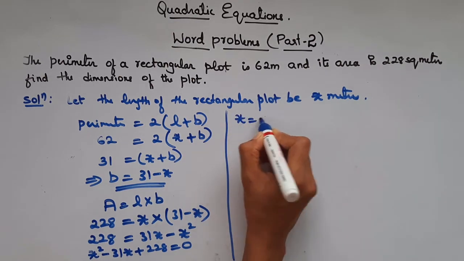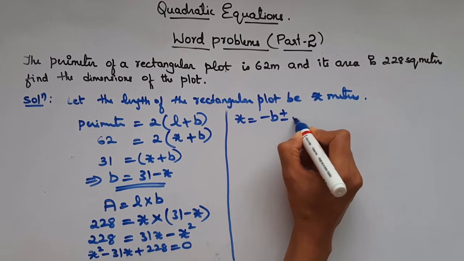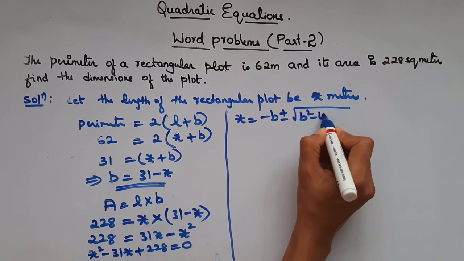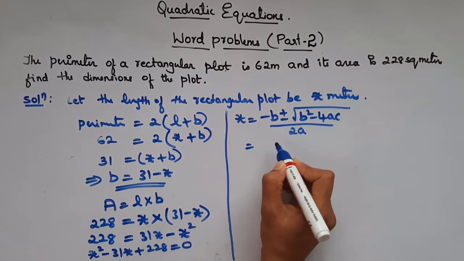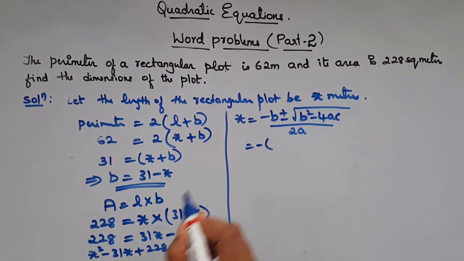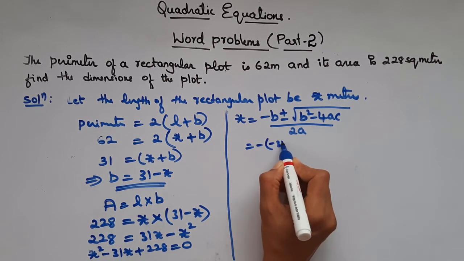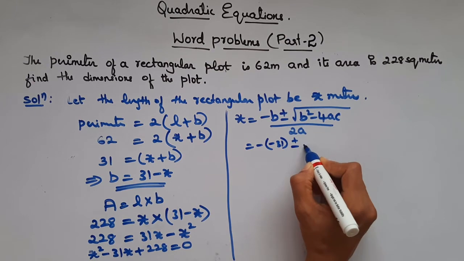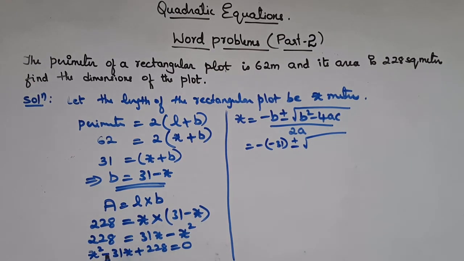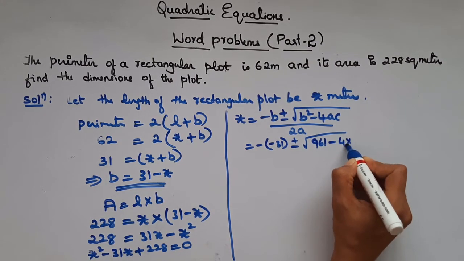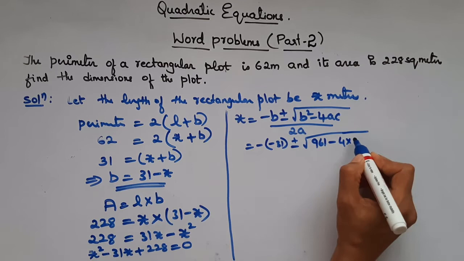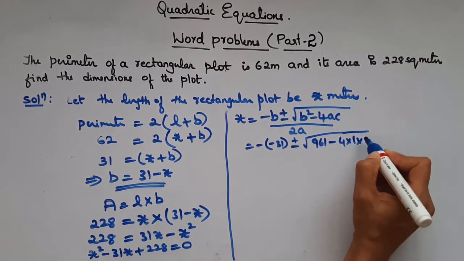So let me continue here. We have x is equal to minus b plus or minus square root of b square minus 4ac, divided by 2a. So minus of b, minus of minus 31, is 31, plus or minus square root of b square, which is 31 the whole square. So 31 square is 961, minus 4 into a is 1 into c is 228.